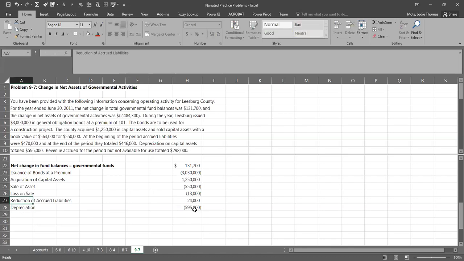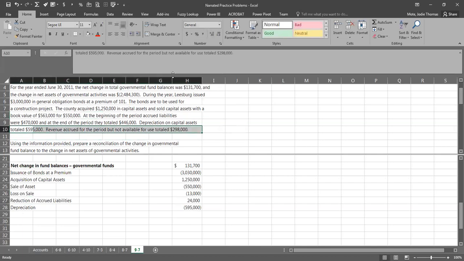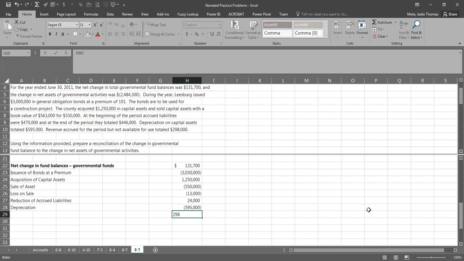Okay, and one other thing. Revenue accrued for the period but not available for use totaled 298. This key phrase right here, not available for use, tells you that it was not included on the governmental fund side, so it needs to be included for the governmental activities. We'll just call this revenue accrued.